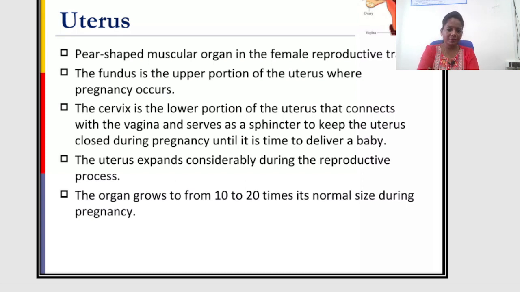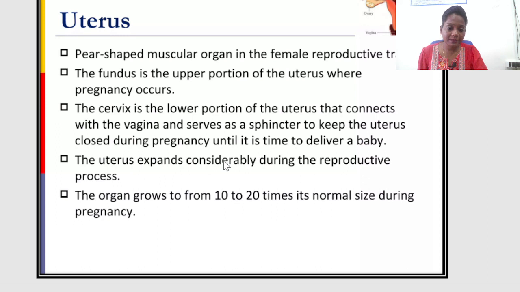So what is the shape of the uterus? The uterus is a pear-shaped organ in the female reproductive tract, and the upper portion which we can see here, with a hill-like appearance, is the fundus, the upper portion of the uterus where pregnancy occurs. The cervix is the lower portion of the uterus that connects to the vagina and serves as a pathway for the entry of sperms, and it helps in the expulsion of the menstrual blood every month. So that's a major important function.